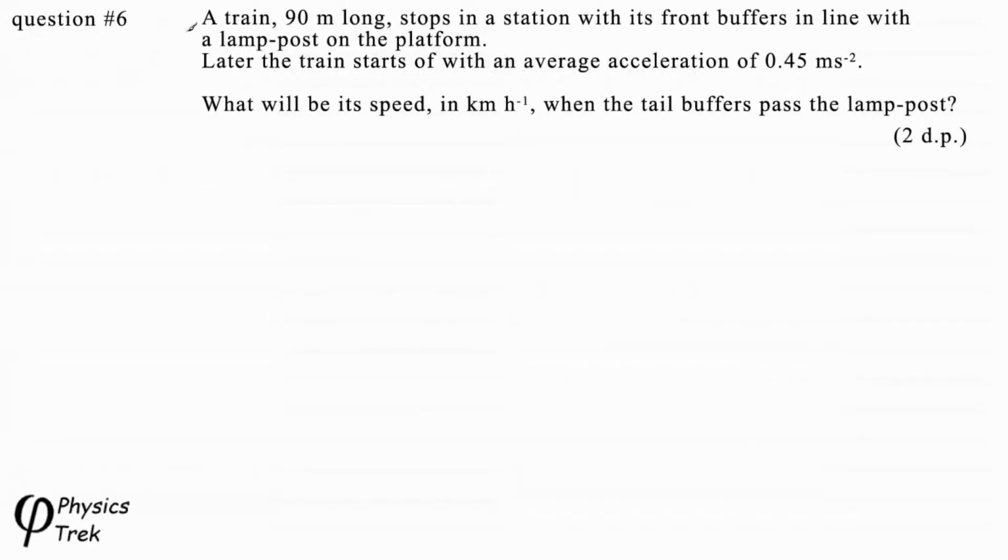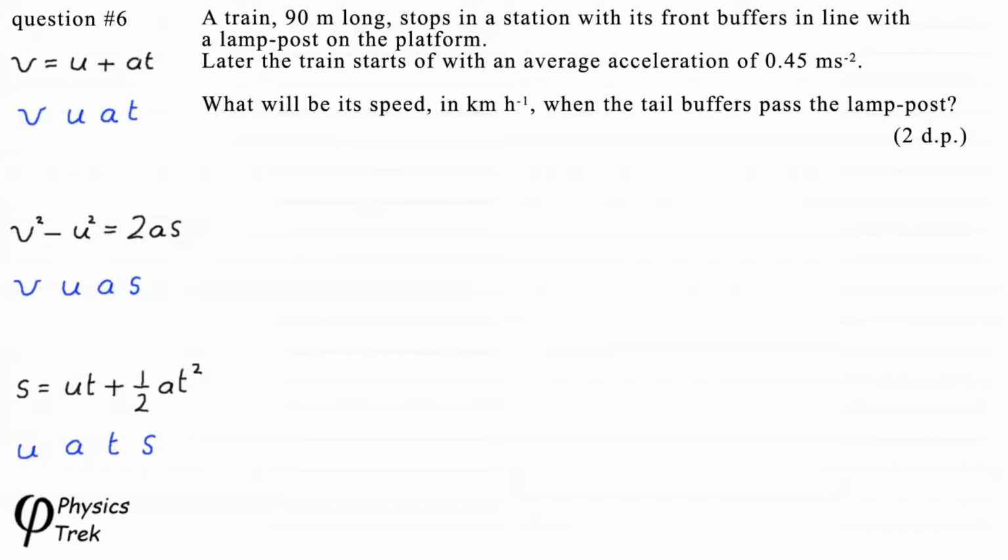Question 6. A train, 90 meters long, stops in a station with its front buffers in line with a lamppost on the platform. Later, the train starts off with an average acceleration of 0.45 meters per second squared. What will be its speed in kilometers per hour when the tail buffers pass the lamppost? Answer to 2 decimal places.